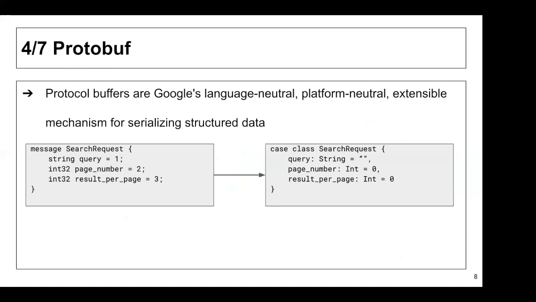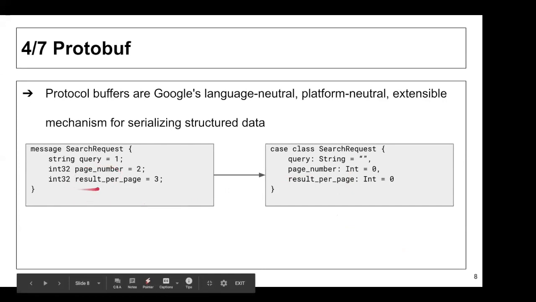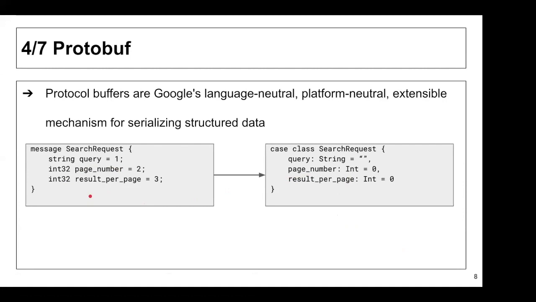So moving to Protobuf. Protobuf is a project of Google. They created this project. It can be described as a data structure to communicate between machines. So how it works: we have a message here which has fields like query, page number, or results per page.